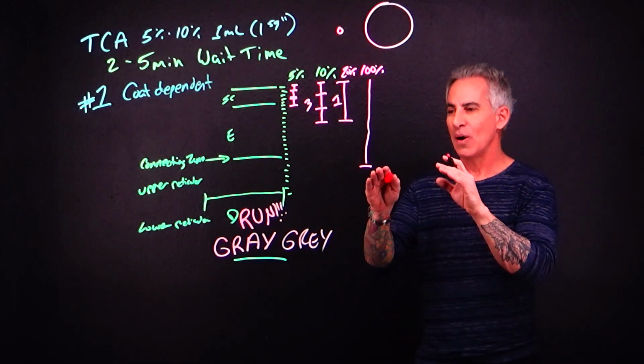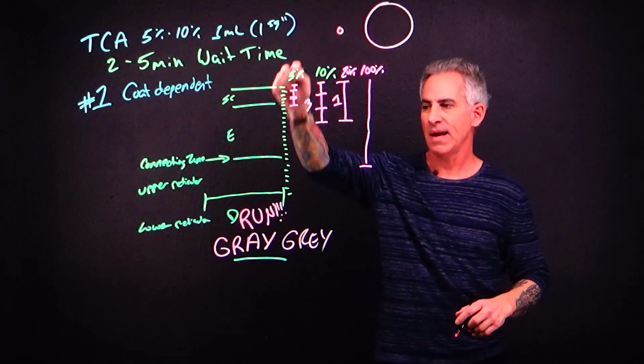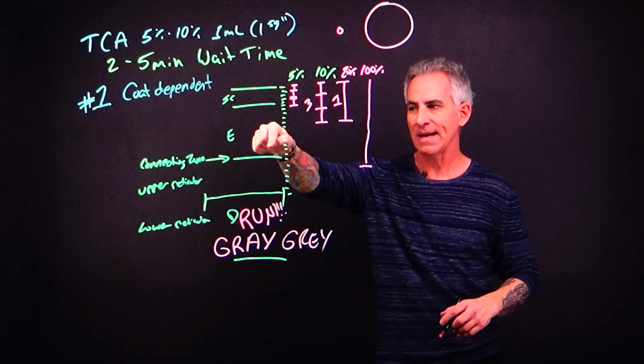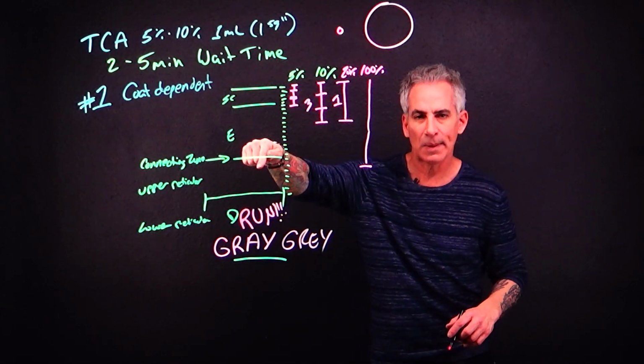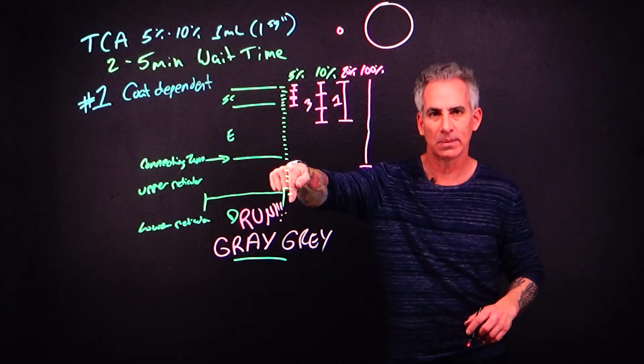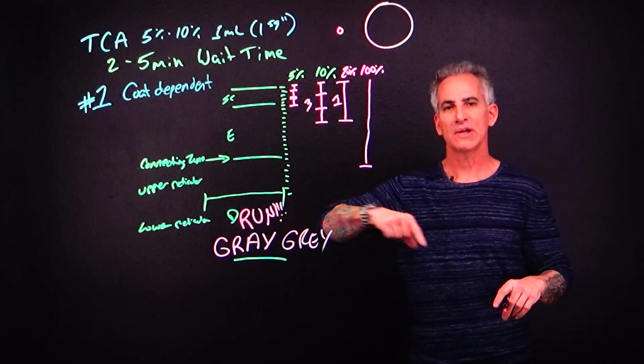Okay. When the trichloroacetic acid penetrates the skin and goes through epidermal sliding, the connecting zone between the epidermal layer and the dermal layer, then goes through the upper dermis into the lower dermis, it turns gray. You're going to see that in one of the videos.